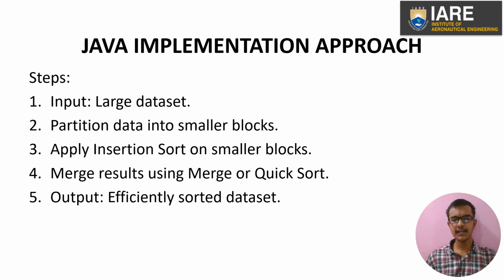Now let's go through Java implementation approach. There are 5 simplest steps. First step, input a large dataset. We can give a large dataset as an input, and after that partition data into smaller blocks, and after that we have to apply insertion sort on smaller blocks, and after that we can merge results using merge sort or quick sort, whatever sort. And finally the output we get is an efficiently sorted dataset, just as we expect.